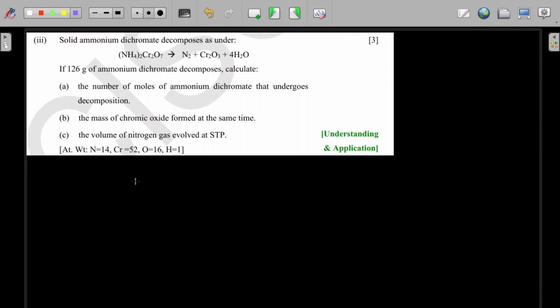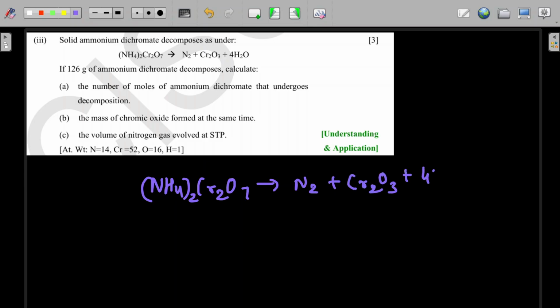This one question you see, decomposition of ammonium dichromate, N2, Cr2O3. When it comes in your paper, first check whether it is balanced or not. So what they have asked here: if 126 grams of ammonium dichromate decomposes, calculate the number of moles of ammonium dichromate that undergoes decomposition. That's very simple. So first you find the molecular mass of ammonium dichromate.